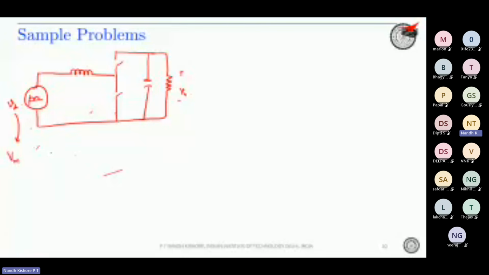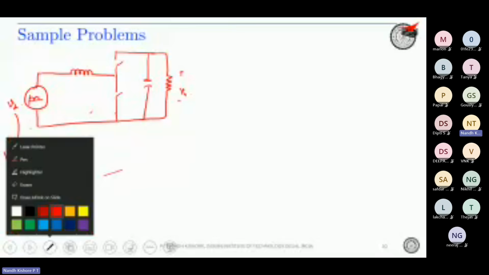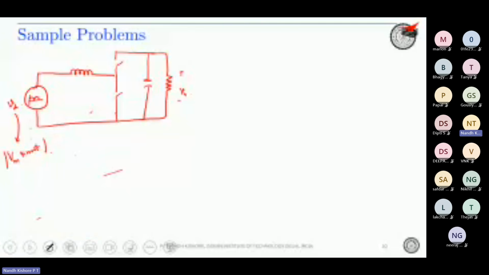And what is VD? VD is basically Vm sin omega t under modulus, because it's a rectified value. What is the direction of current? Direction of current is obviously like this. Because the inductor is a passive element, current entering is positive and current leaving is negative. That would be the convention I prefer. And this is S1, this is S2.